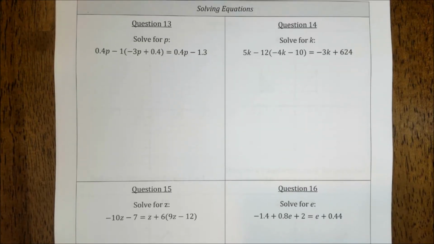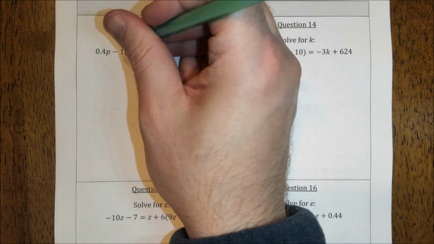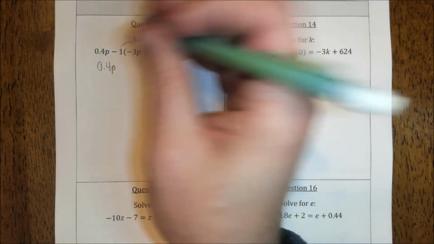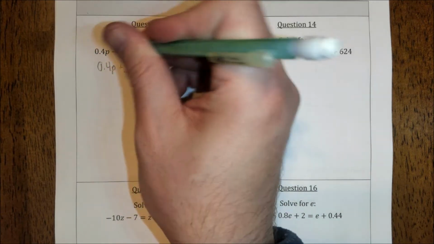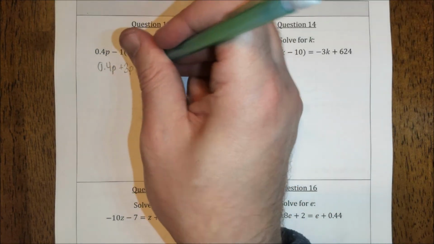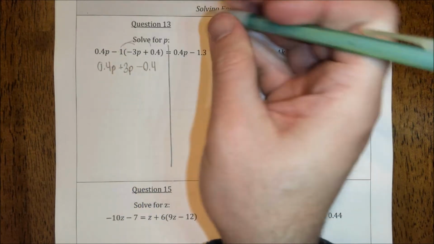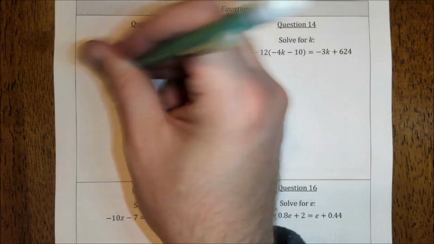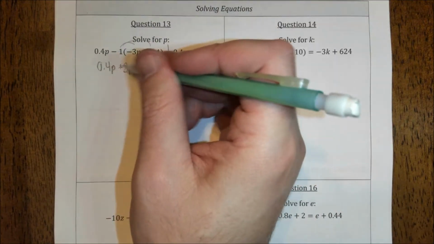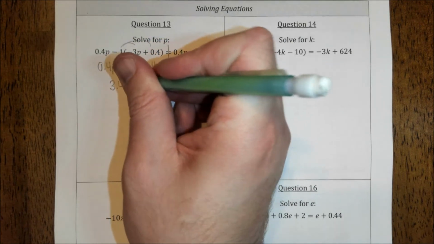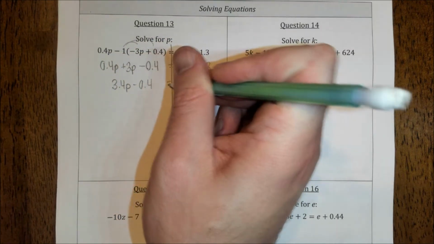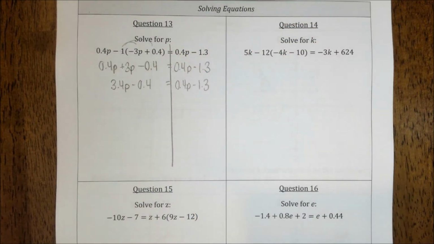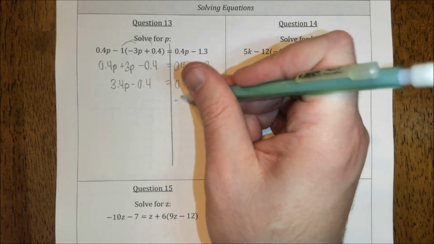Question 13. Let's start by distributing here. 0.4p. Negative 1 times negative 3p is plus 3p. Negative 1 times 0.4 is negative 0.4. Over here there's some like terms we can combine. 3p plus 0.4 is 3.4p minus 0.4 equals 0.4p minus 1.3. There's variables on both sides. Let's move this one because it's smaller.